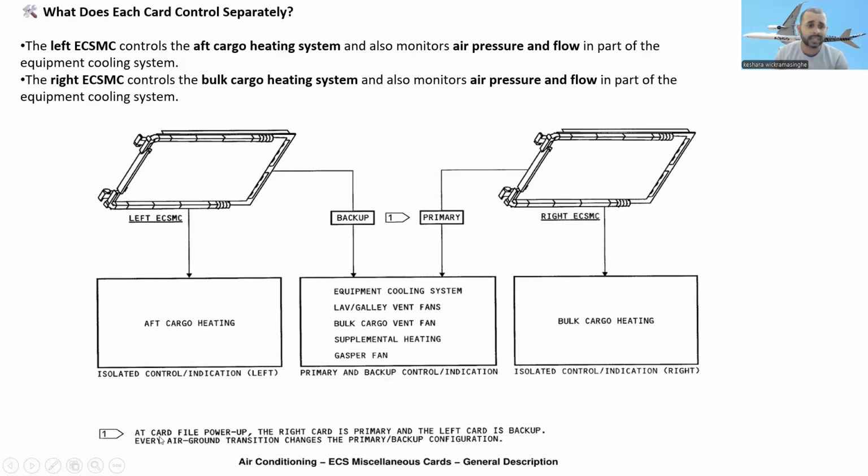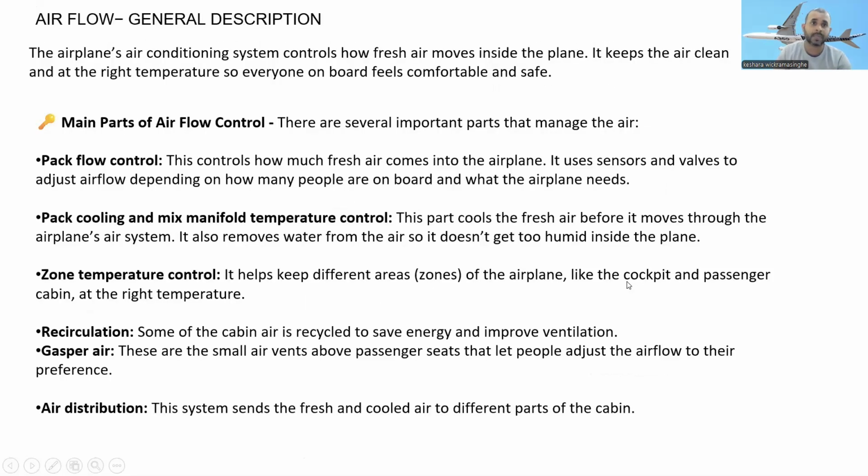At card power up, the right card is primary and the left card is backup. Every air-ground transition changes the primary and backup configuration. Just remember it. So now, the airflow general description.